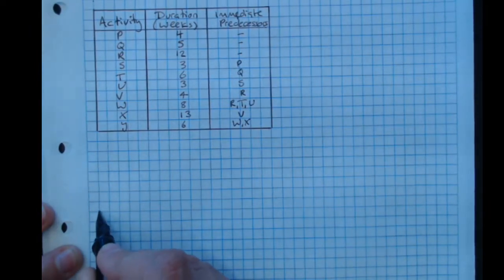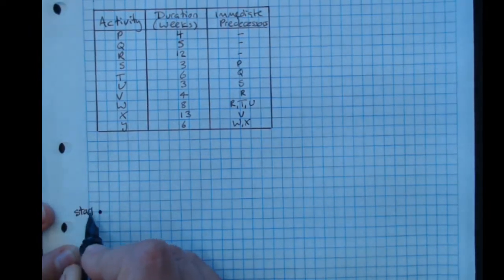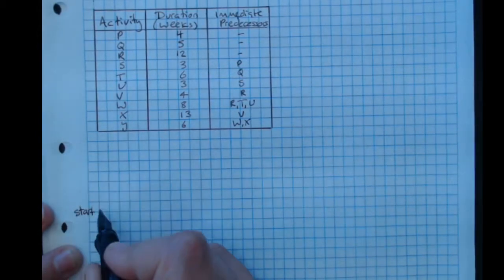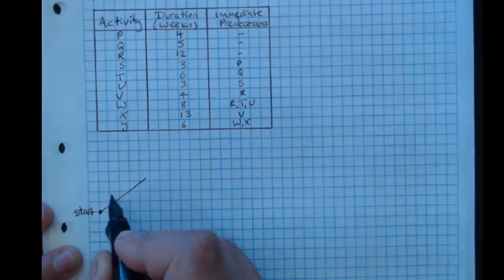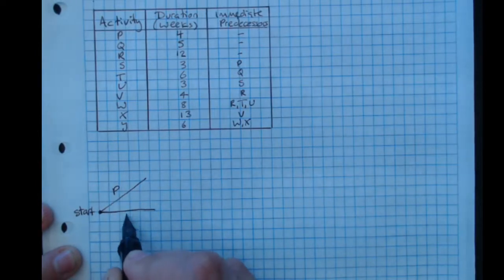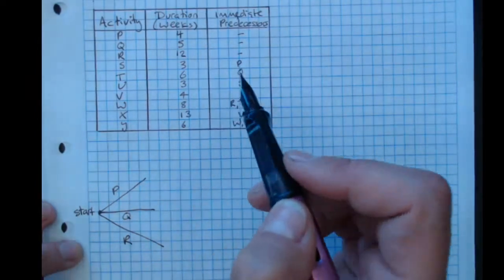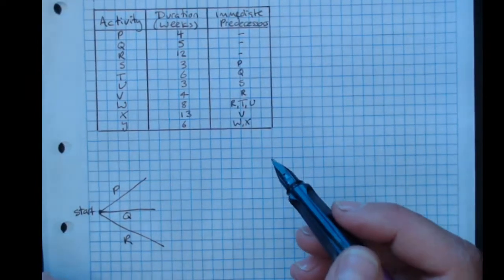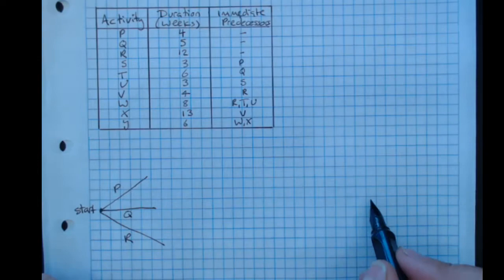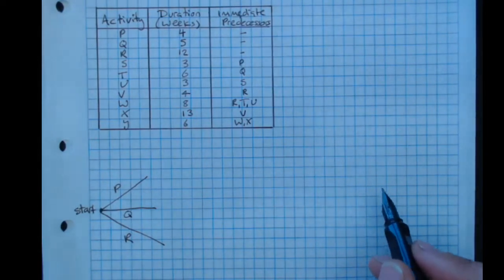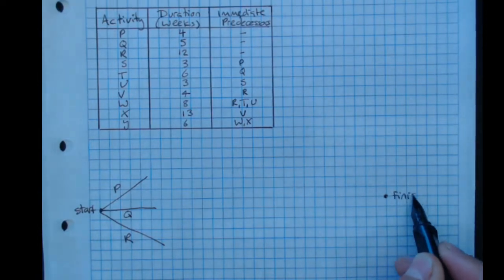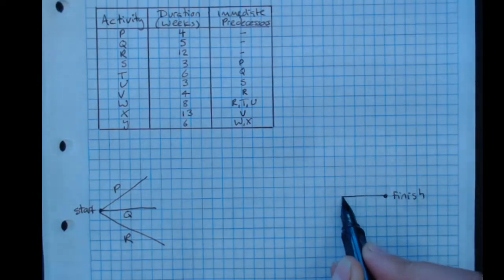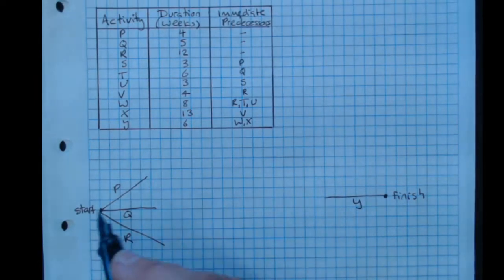So we'll start at the start. P, Q, R can come off that. And I normally start just putting the letters. I don't worry about the weeks because this might take a couple of drafts. And the finish needs Y. I find it actually helps me to put the start and the finish both in and see how I'm going to join them up.